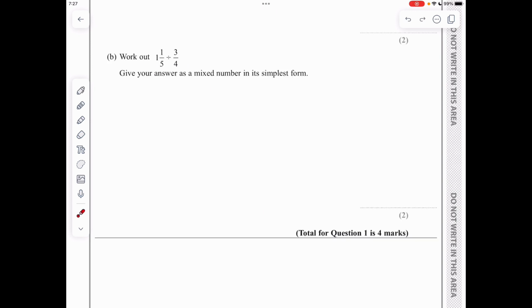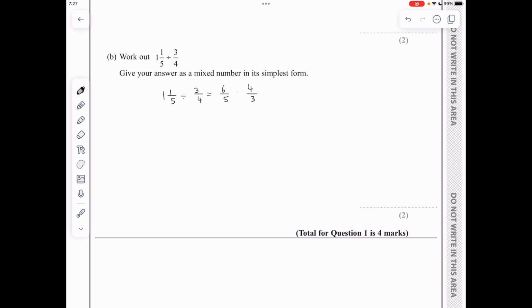In B, we're asked to work out 1 and a 5th divided by 3/4, so we're looking at division with fractions. So two things I will do at the beginning is write 1 and a 5th as an improper fraction, and I will also turn division into multiplication by flipping the second fraction. So we say that 1 and a 5th is 6 over 5 times 4 over 3.